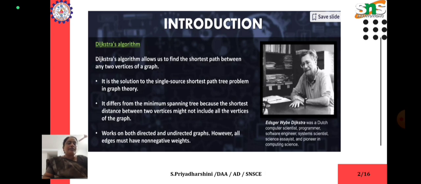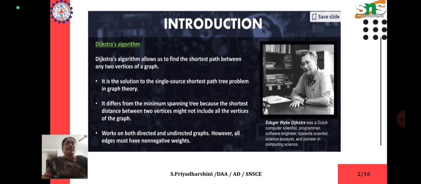It differs from the minimum spanning tree because the shortest distance between two vertices might not include all the vertices in the graph. It works on both directed and undirected graph. However, all the edges must have non-negative weights. So this is the main thing. So Dijkstra algorithm was developed by a Dutch computer scientist, programmer. He is a software engineer, he is a system scientist, he is an essayist and pioneering in computer science.